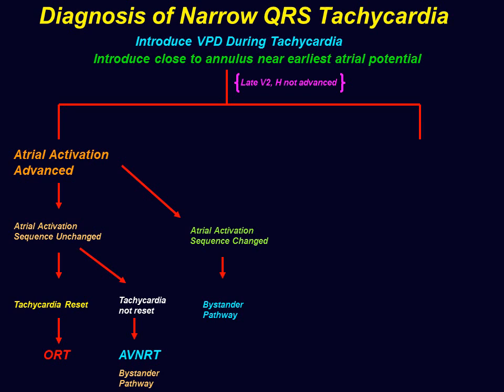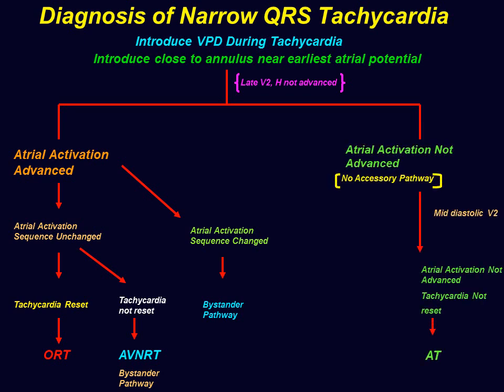Now, if your late V2, meaning his refractory V2, is not advanced, you start putting V2 earlier in the mid-diastole, and your atrial activation sequence is not advanced, no matter how early you come until you come to the ventricular refractory period, and tachycardia is not reset, you've got atrial tachycardia because it ignores whatever you do to the V. Whereas if your atrial activation sequence is advanced as you come earlier and earlier in diastole, and the sequence is unchanged and the tachycardia does get reset, that means you have to come a lot more premature than the His to reset.